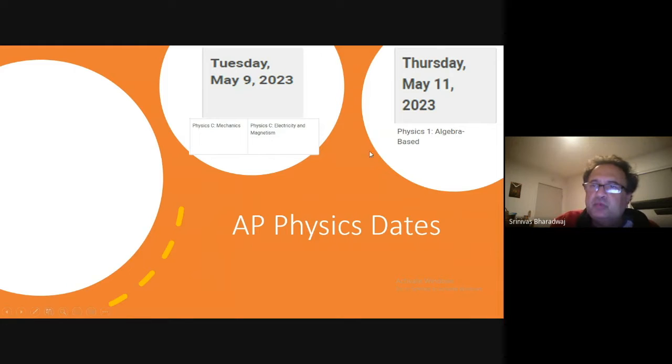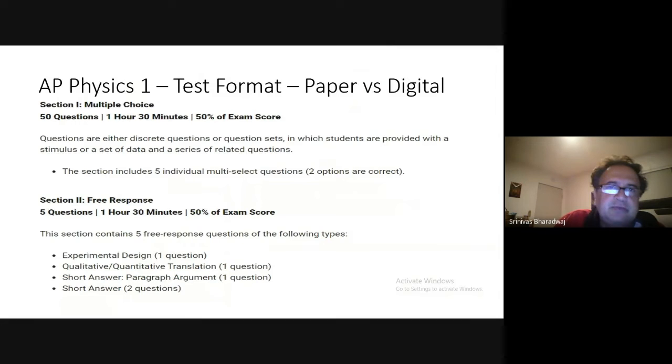For the AP Physics 1 track or the AP Physics 2 track, the date is the 11th of May for 2023. This is the second time we are offering AP Physics to students, and students should go to www.apexams.us/physics and download the app from there.